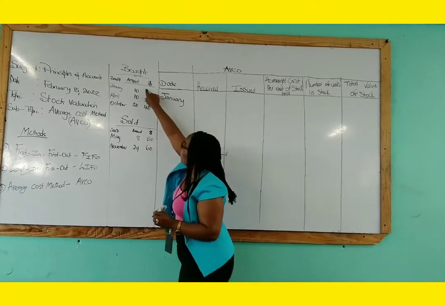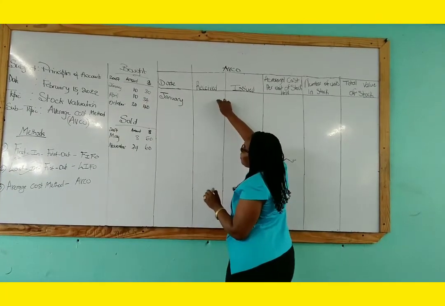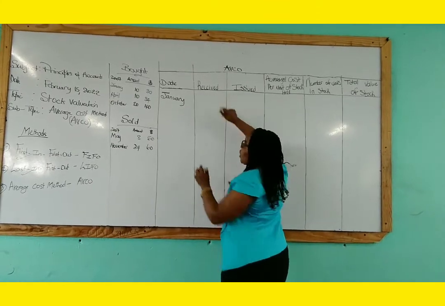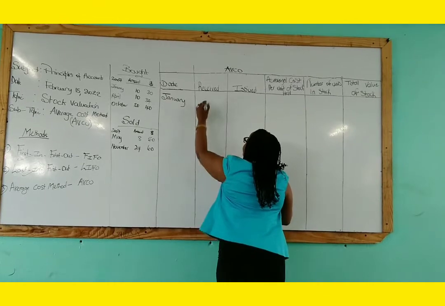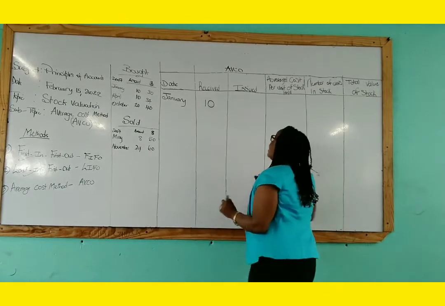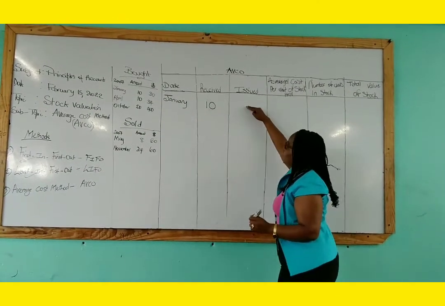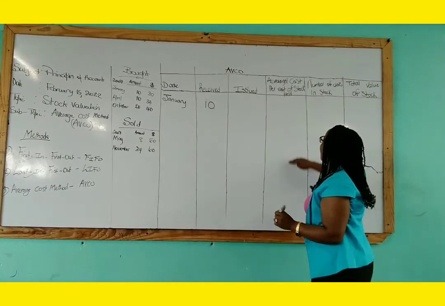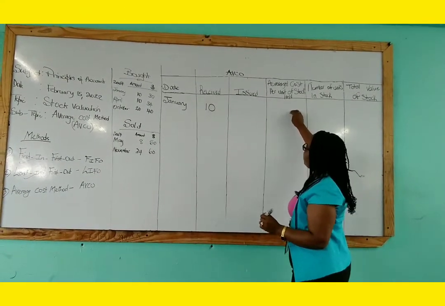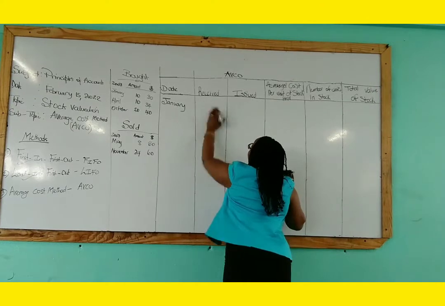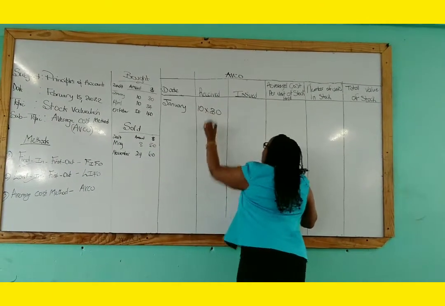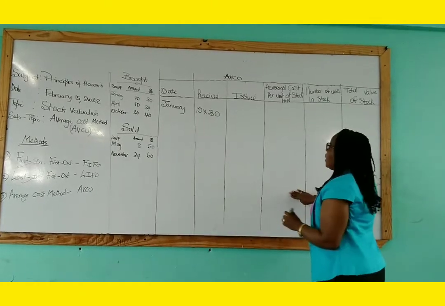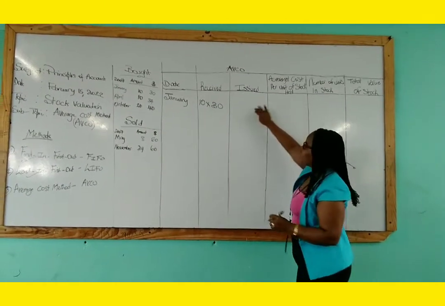we bought, which is receive. So in the business, we are receiving 10 stuff. Write it bold. We did not issue any in January. Therefore, let me put the cost here. 10 times 30.